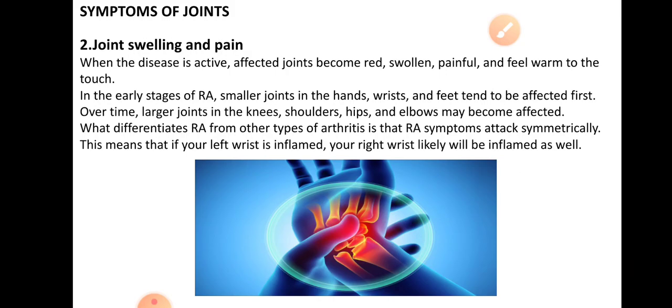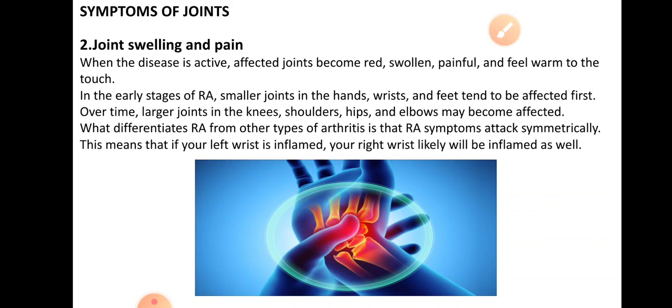Next is joint swelling and pain. So when the disease is active, affected joints become red, swollen and painful and feel warm to the touch. In the early stages of RA, smaller joints in the hand, wrist and feet tend to be affected first. Over time, larger joints in the knees, shoulders, hips and elbows may be affected.